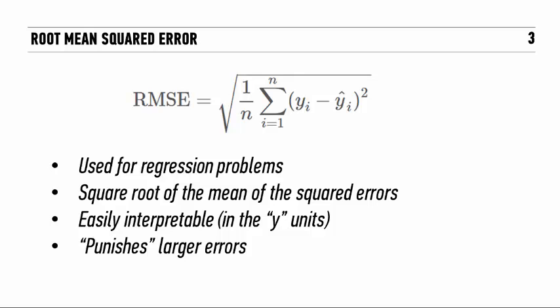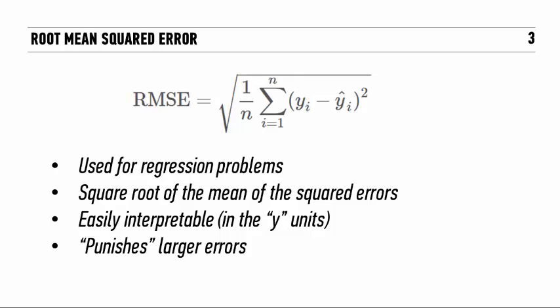So just to explain the terms, yi is just the observed y value, y hat is the estimated or predicted y value from the regression model, and the summation is over n, the number of observations. Okay?